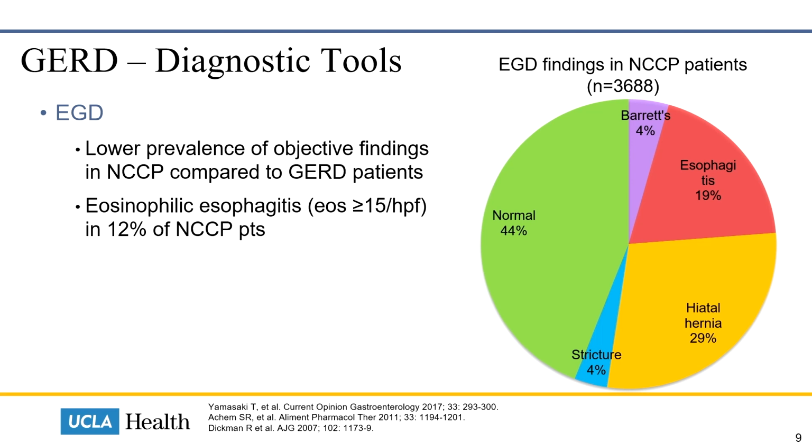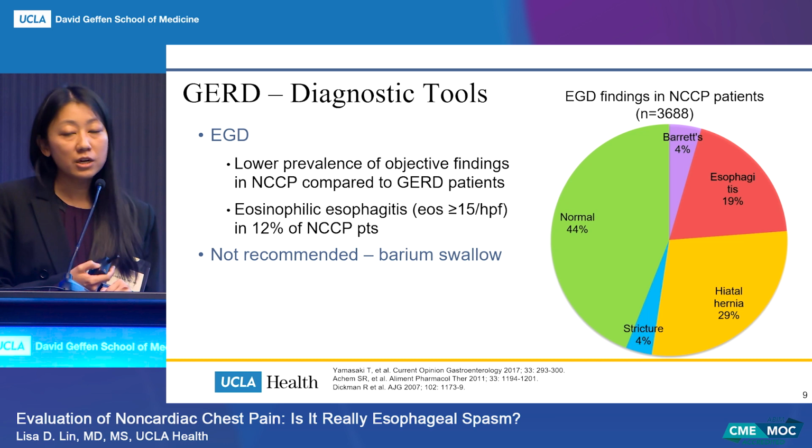But the important thing to know also is LA grade C and D are definitive evidence of GERD, right? Whereas LA grade A and B are not. So if we're talking about definitive evidence of GERD, that percentage is going to be even less than 19%. And then Barrett's, peptic stricture, these are definitive evidence of GERD, and that existed for 4% for each. Among these patients, eosinophilic esophagitis, using the standard definition of at least 15 eosinophils per high power field, exists in about 12% of these patients. Generally, barium swallow is not recommended as a diagnostic tool for GERD.